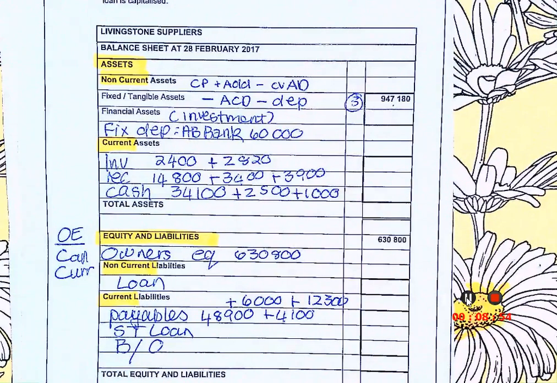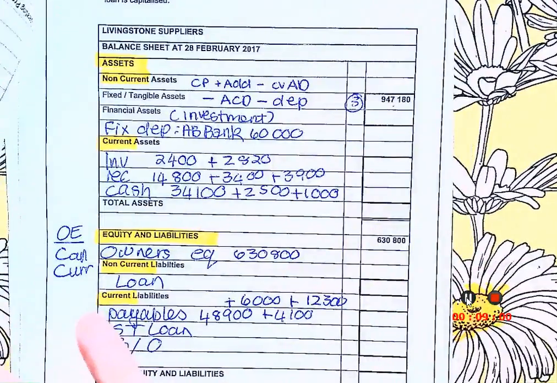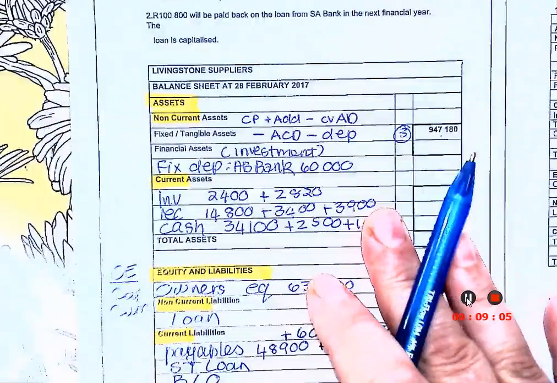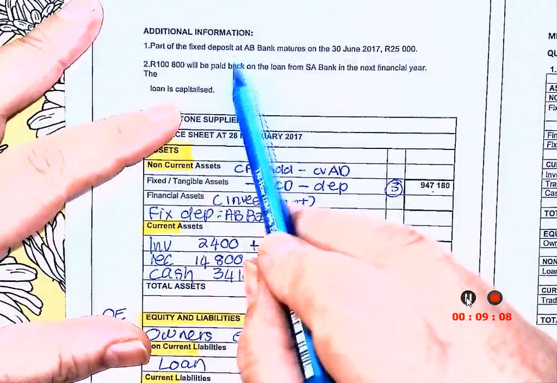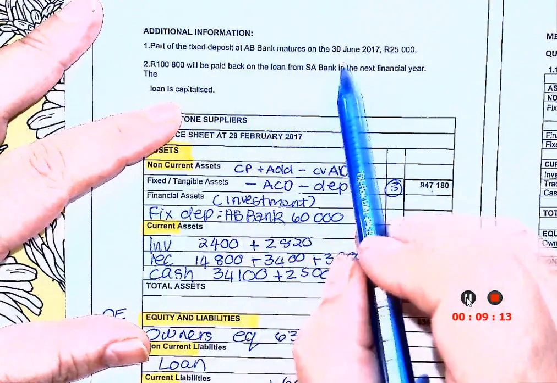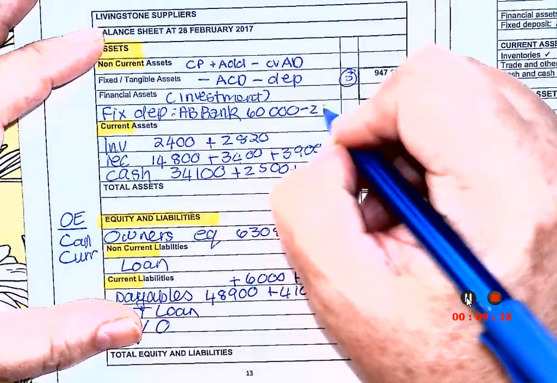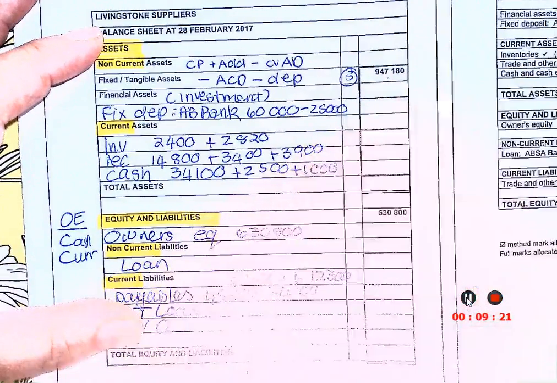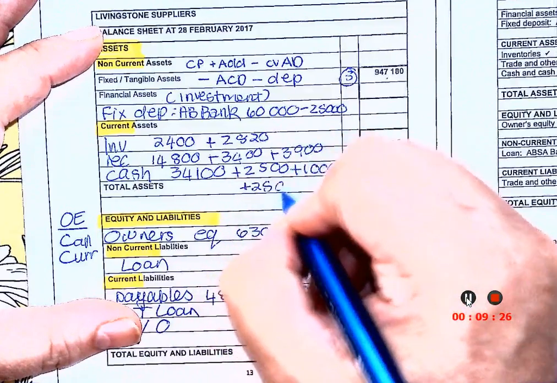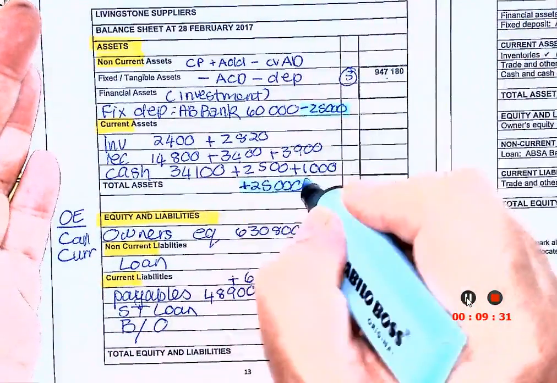Now, does this question go on? I see it's only this. Does it go on to page 13? Yes. Okay. Oh, I have it here. So, page 13 says, part of the fixed deposit matures 30 June, 25,000. So that means I want to take it out of the fixed deposit because now it's becoming current. And I want to put it into my cash. You see? So I take it out of the fixed deposit. I put it into my cash.